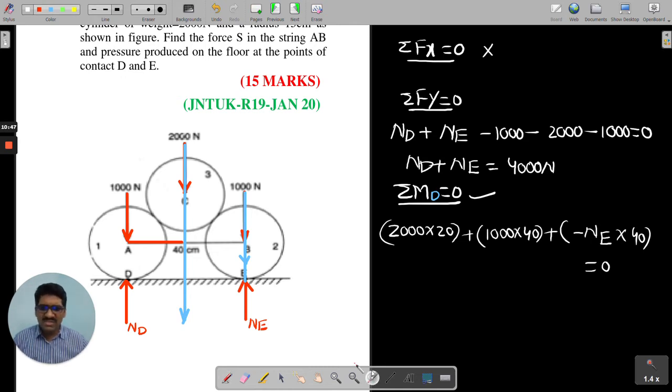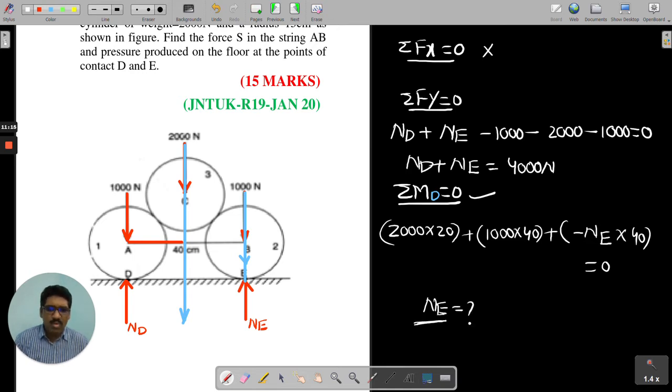Okay, so once again I am repeating: with respect to D, the 2000 is providing a clockwise moment, but NE is providing an anti-clockwise moment. And the moment of 1000 is becoming 0 because it is passing through point D. If you take the moment center as D, the moment of 1000 has to become 0. Now from this equation, can you bring out the value of NE or not? Yes, definitely we can bring it out.